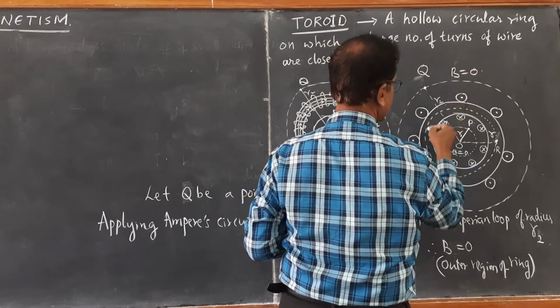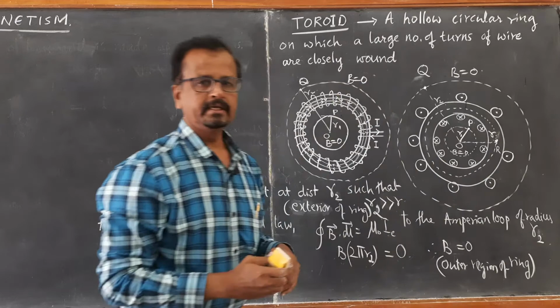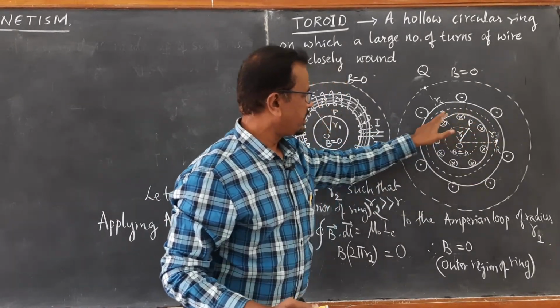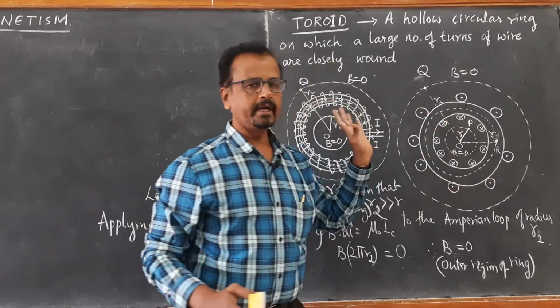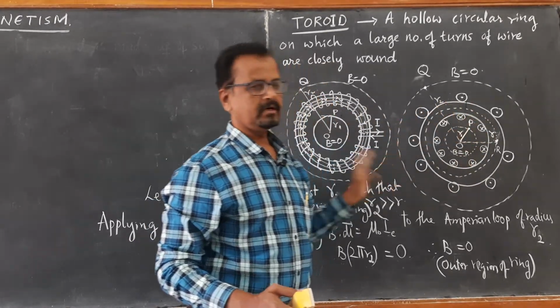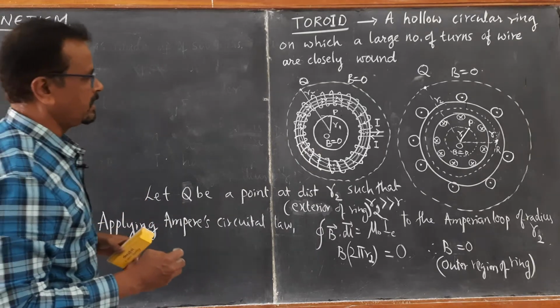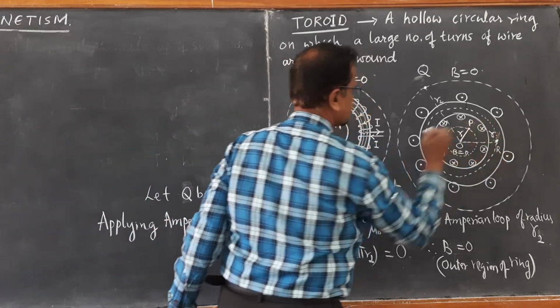Next, we have to examine what is the value of B in the inside region of the hollow ring. So, now consider a point R. Look at this. Consider a point R.